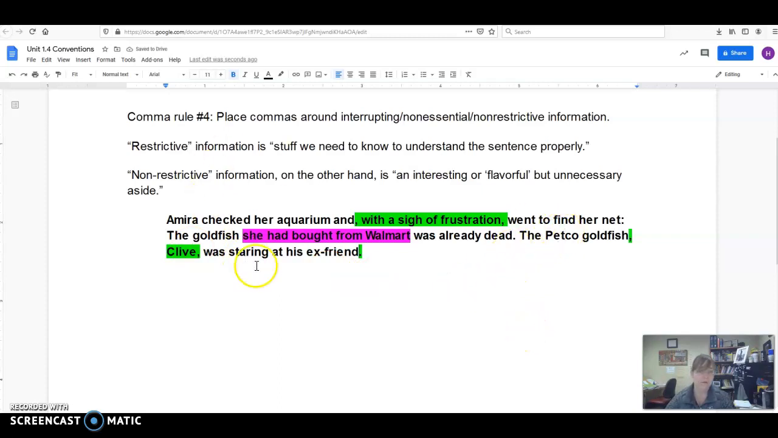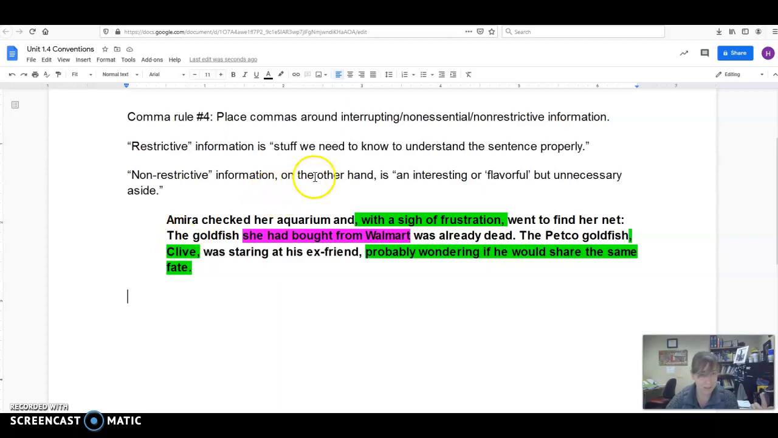The Petco goldfish is staring at the other dead goldfish. Again, this adds some flavor, it adds some interest to the sentence, and it gives us a little bit more insight into the character of this goldfish, if such a thing is possible.